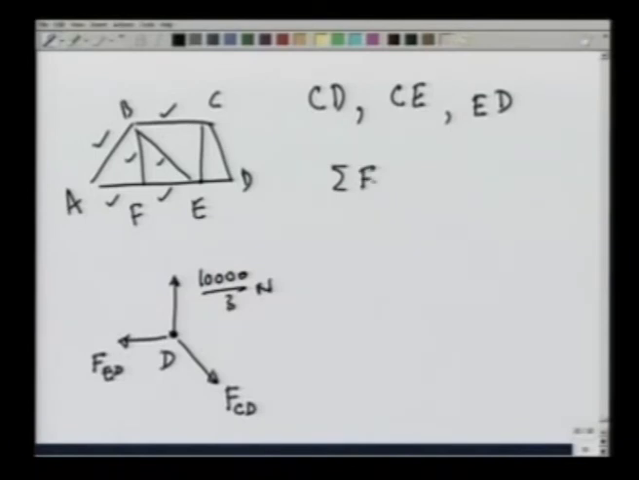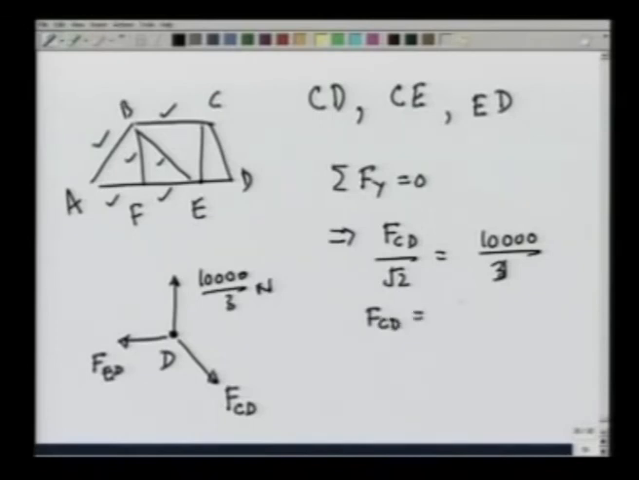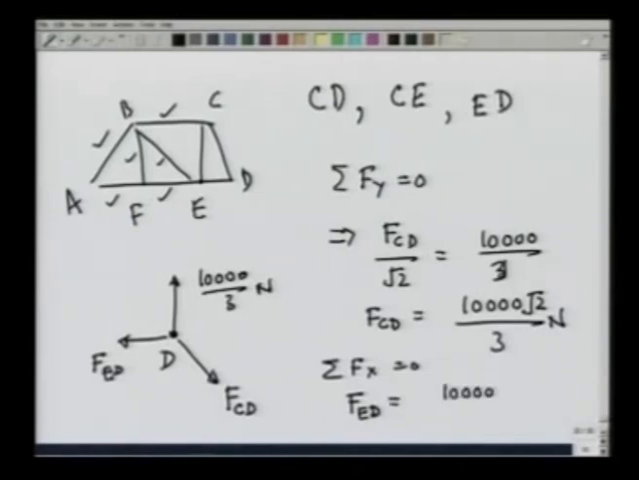Summation Fy equal to 0 gives me that FCD over root 2 should be 10,000 over 3, or FCD is equal to 10,000 root 2 over 3 newtons. And therefore, again by summation Fx equal to 0, I will get that FED is equal to 10,000 over 3 newtons. So, immediately we have found the force in this member as well as this member.